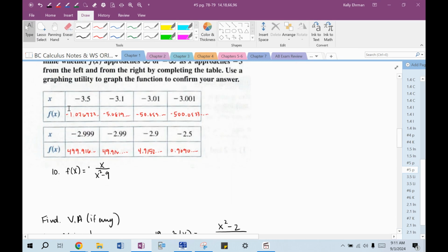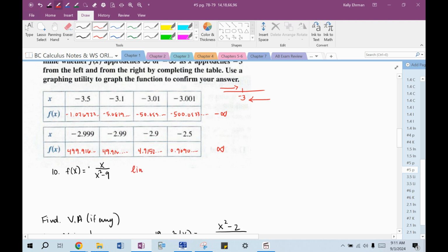So once you filled in the table, you can see that these values are approaching negative infinity. And these values, as you were going this way, are approaching infinity. Because remember, we're getting close to negative 3 on either side. And it's important to know which side is which. So, we're talking about at negative 3, these values are coming from the left. And these values are coming from the right.